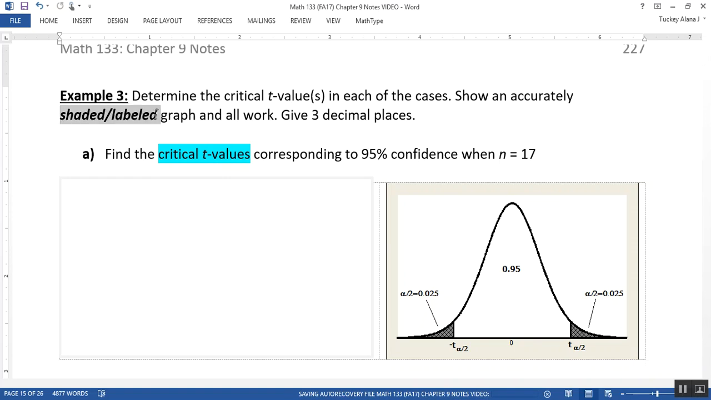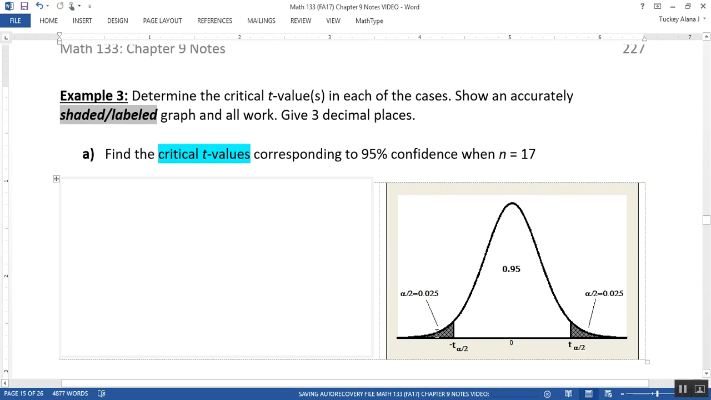Labeling and shading is very important. That's where you're going to get a lot of your points on a problem like this. It's not just about finding the values, it's also about knowing how to shade this graph appropriately. You should have 2.5% shaded in the tail, and it should look like what 2.5% looks like, which, in case you're wondering, looks about like what's drawn here. That's what it looks like.